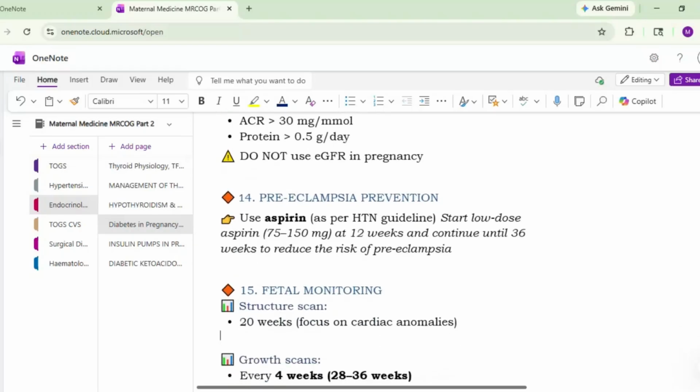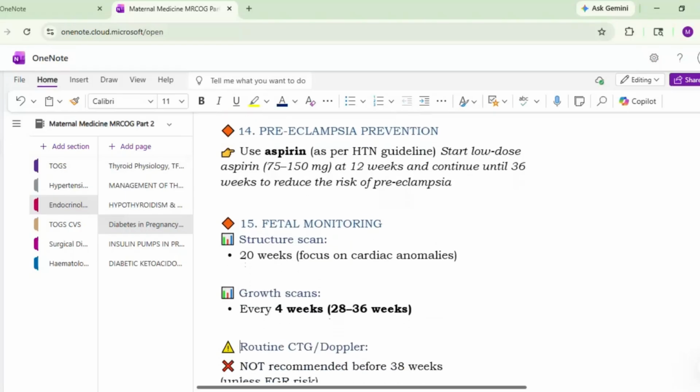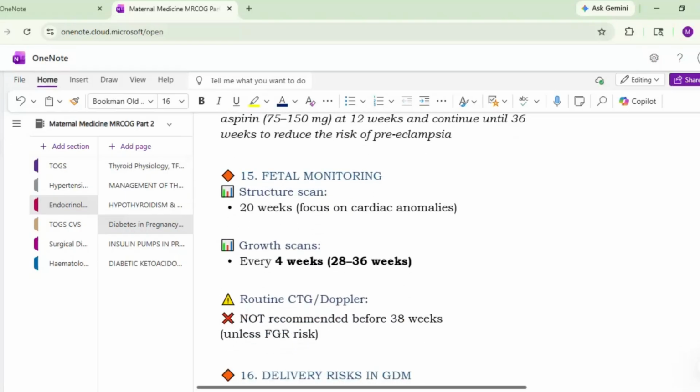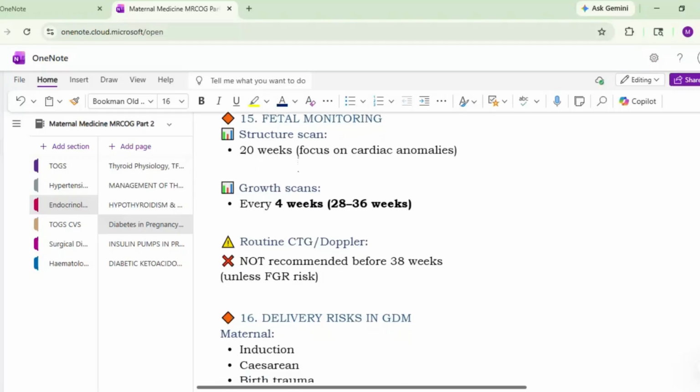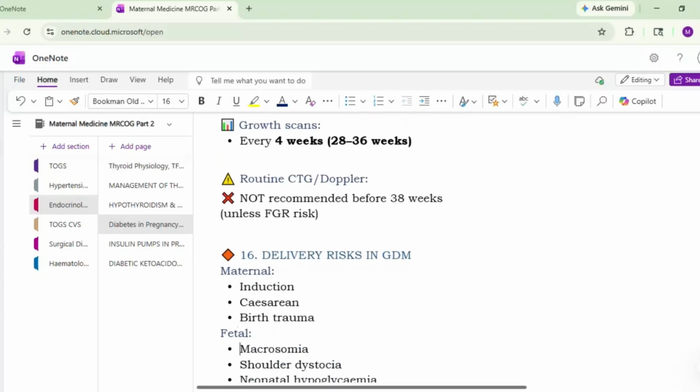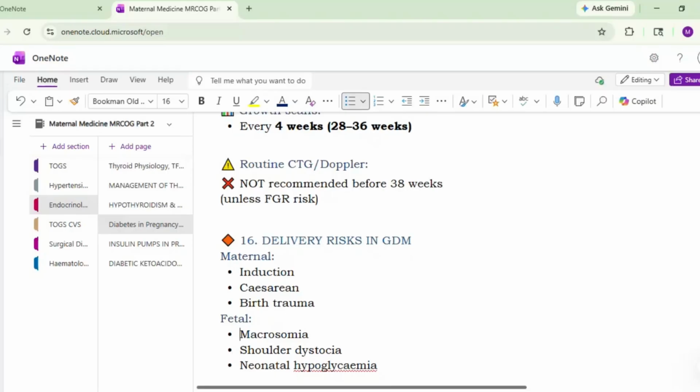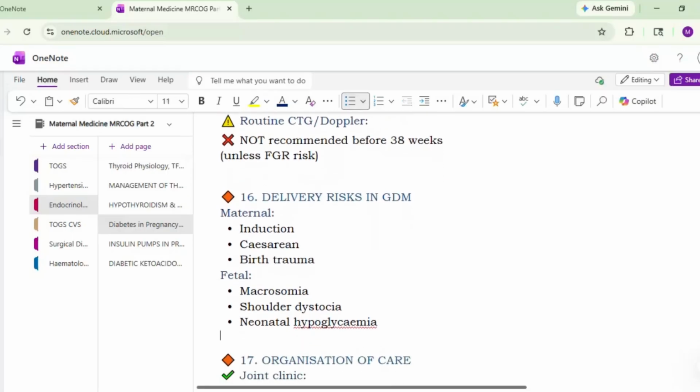Now coming to the pre-eclampsia prevention. For pre-eclampsia prevention, we will start low dose aspirin 75 to 150 milligram at 12 weeks and will continue till 36 weeks of gestation to reduce the risk of pre-eclampsia. The fetal monitoring will be done as follows: structural scan at around 20 weeks of gestation, and growth scan every 4 weeks from 28 weeks to 36 weeks. Routine CTG and Doppler not recommended before 38 weeks of gestation unless there is an FGR risk.